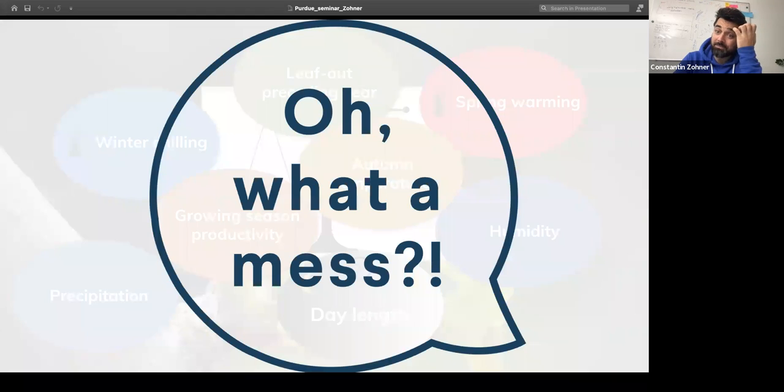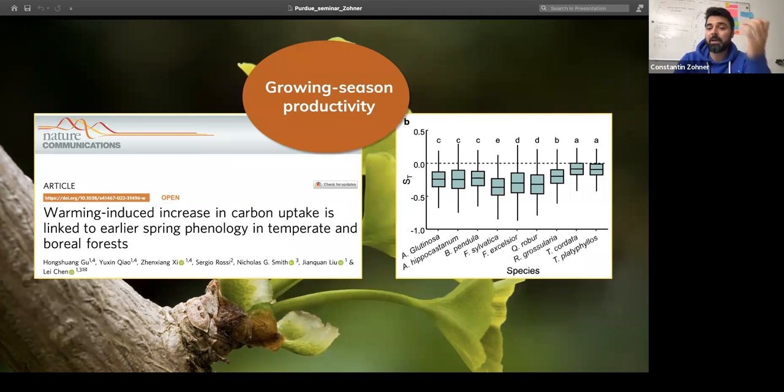And so this is becoming quite complex. The main question was, are these drivers actually all really important, or are there still some major drivers that we can focus on, whereas other drivers might not be as important?